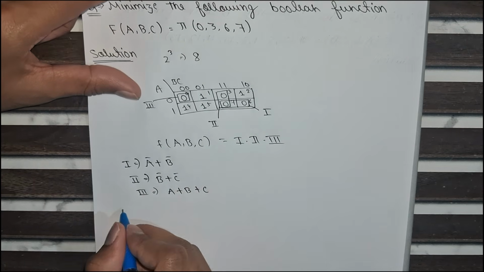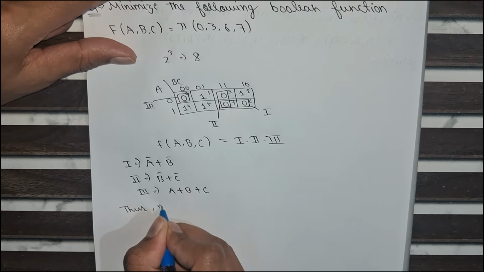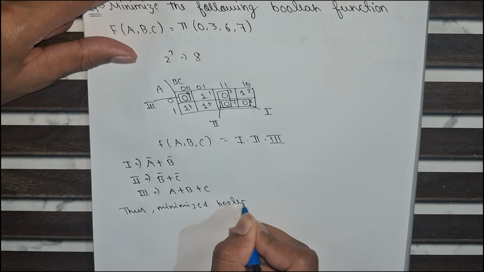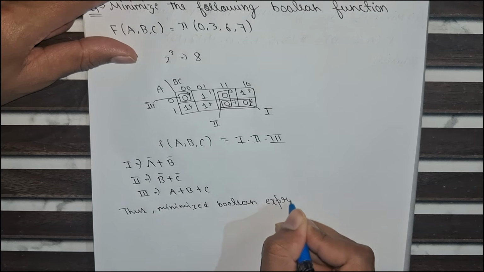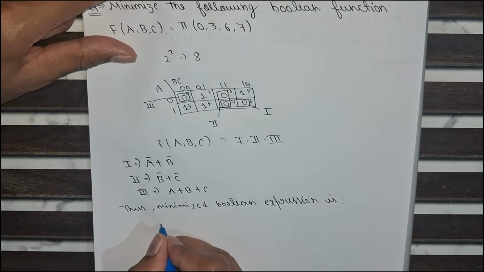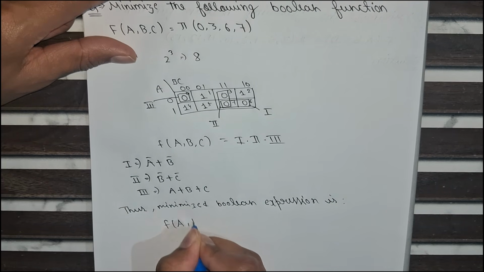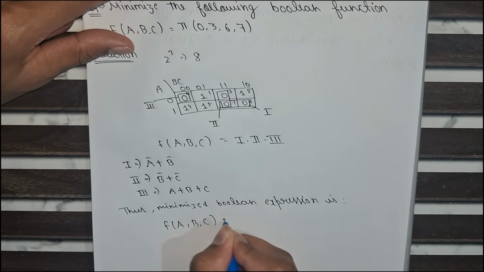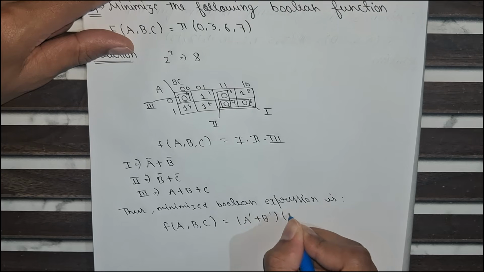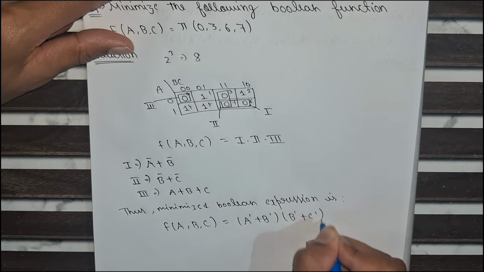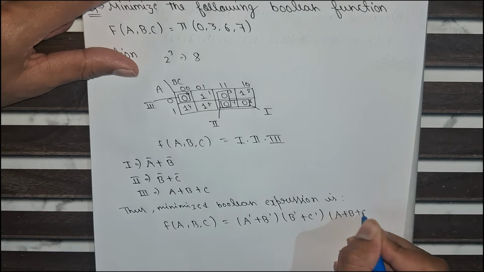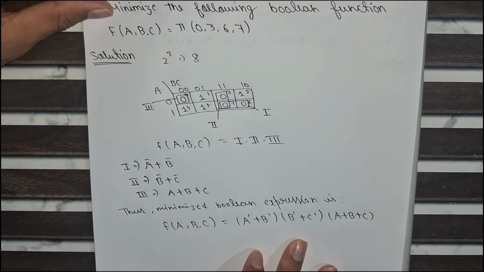Now we will write the minimized Boolean expression. F of a, b, c will be equal to A bar plus B bar, into B bar plus C bar. Then the last one is A plus B plus C. So like this you have to solve this type of problem.